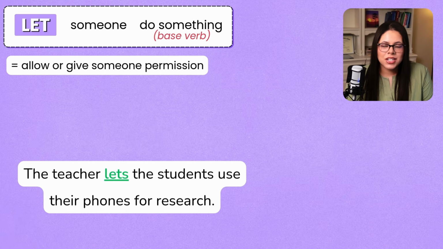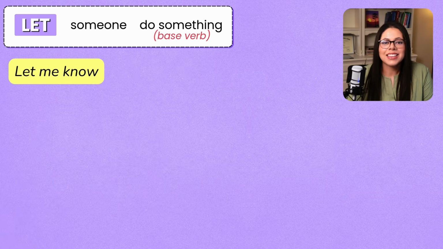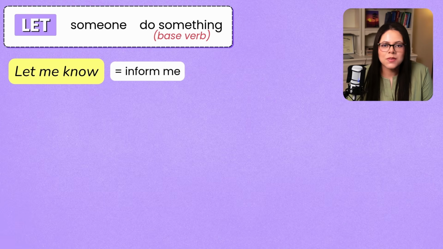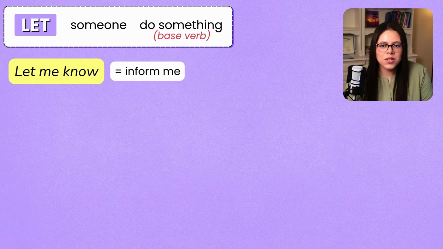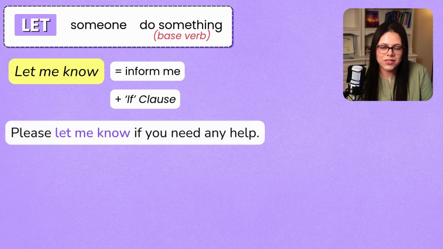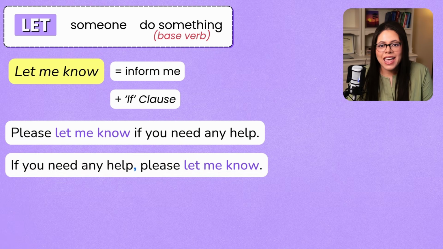The next expression is essential for conversational English. Let me know. This means inform me, or more literally, allow me to know. You can use this alone, or you can use this before or after an if clause. Please let me know if you need any help. Or, if you need any help, please let me know.